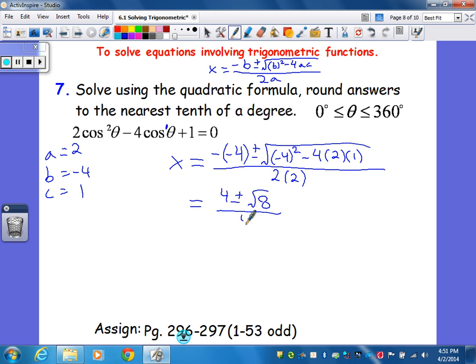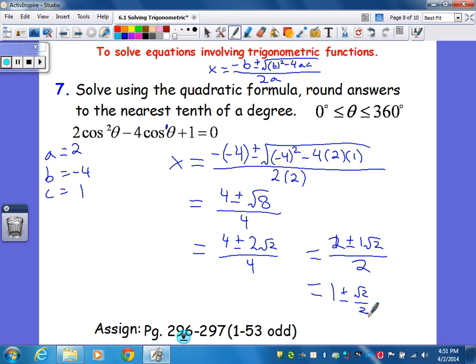Okay, so that is equal to 4 plus or minus the square root of 8 all over 4, which is equal to 4 plus or minus 2 square root of 2 all over 4, which can be simplified to 2 plus or minus 1 square root of 2 all over 2. And if you want, you can break apart this. So that's going to be 1 plus or minus the square root of 2 over 2. And there is your answer.